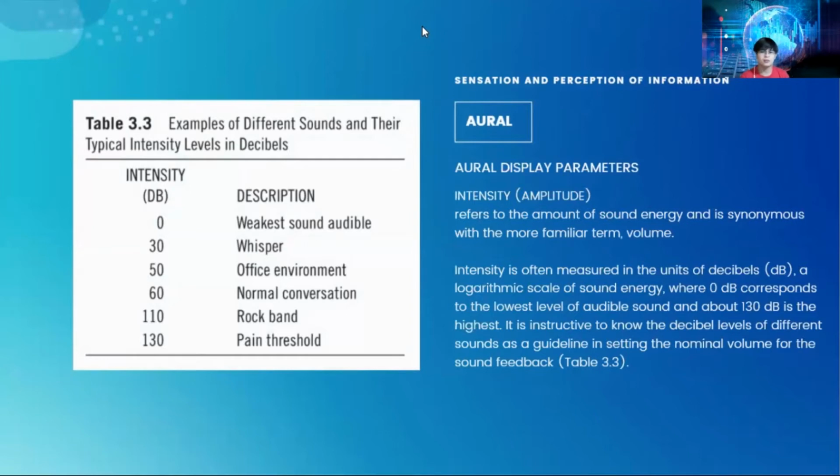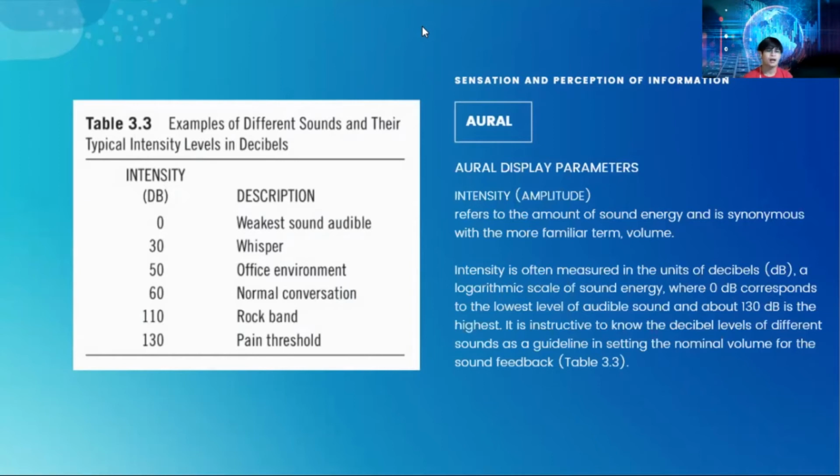Intensity is often measured in the units of decibels or dB. So it is a logarithmic scale of sound energy where 0 dB corresponds to the lowest level of audible sound and about 130 decibels is the highest. It is constructed to know the decibels of different sounds as a guideline in setting the nominal volume for the sound feedback.